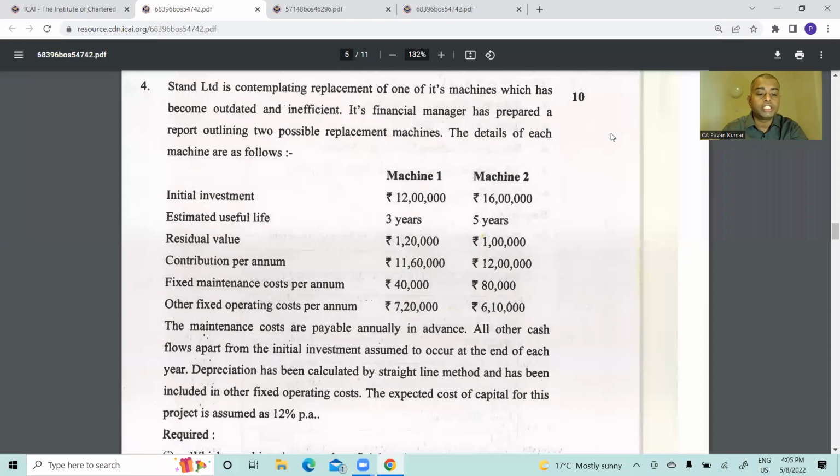Next, fourth question. Can you read this and tell me from which chapter this question is asked? Capital budgeting, investment appraisal. Correct. Investment analysis. Can you tell me, looking at the problem, what the problem is all about?